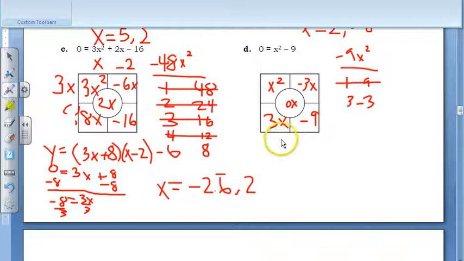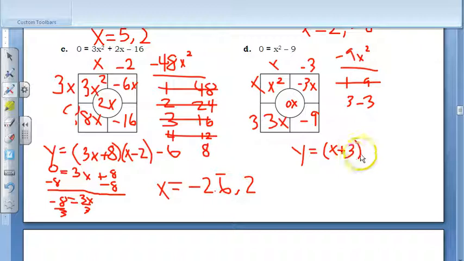And that leaves us with x times x, 3 times negative 3. Our check, negative 3 times 3 makes negative 9. So we have our factored form. And that means our solutions are negative 3 and positive 3.